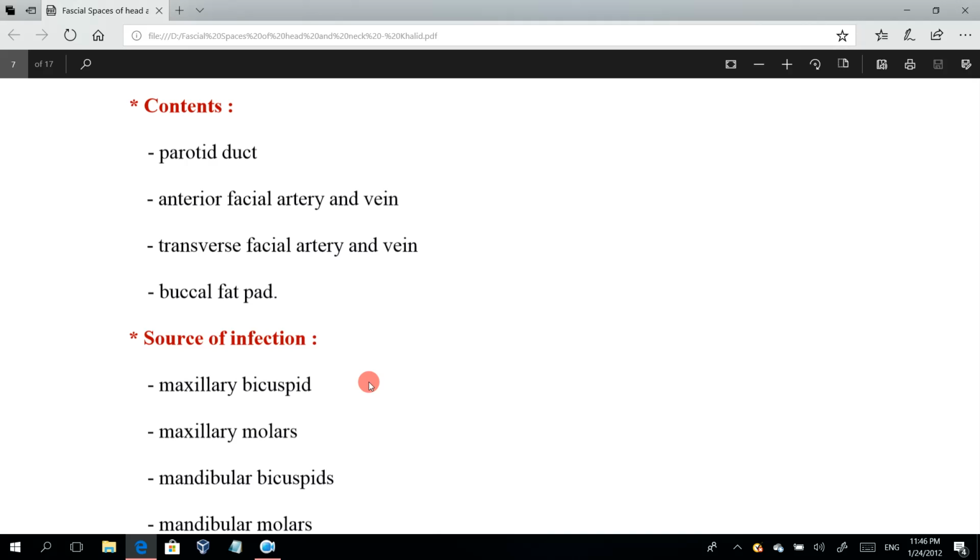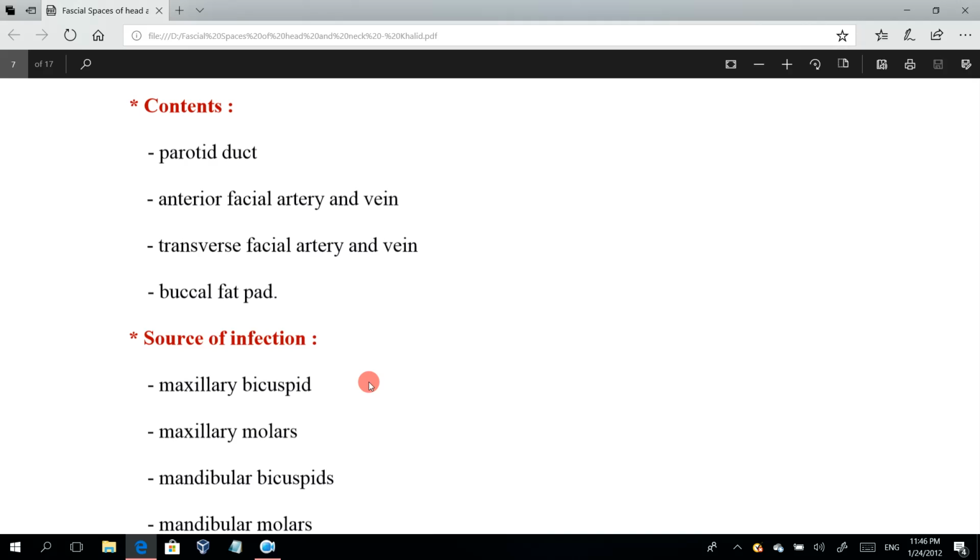Lastly, we have the buccal fat pad. So these are the contents of the buccal space: parotid duct, anterior facial artery and vein, transverse facial artery and vein, buccal fat pad, and the source of infection, from where the infection reached this space.